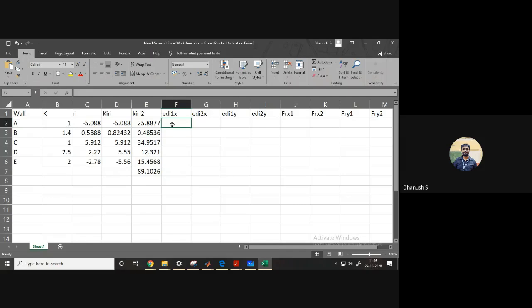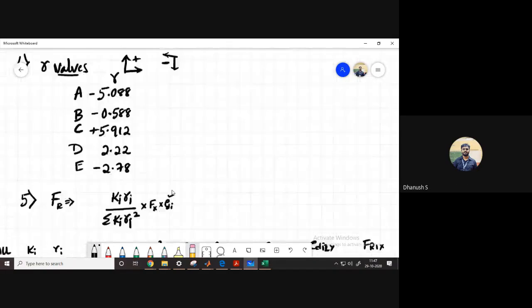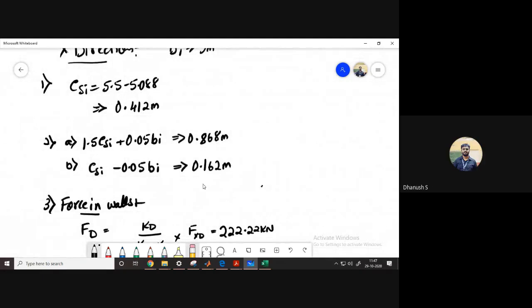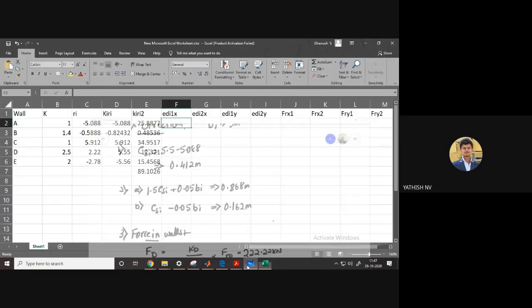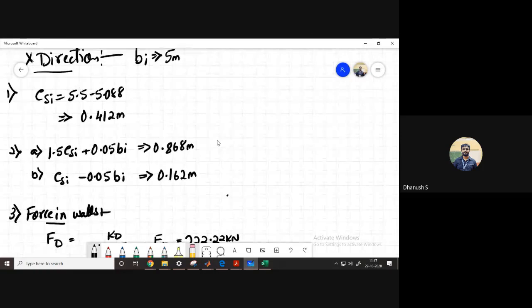Okay. EDi value is what for the first case? 0.868 and 0.162. Correct? Yes, sir. We can calculate this, drag it. We similarly will finish off the calculations for EDy also here only.